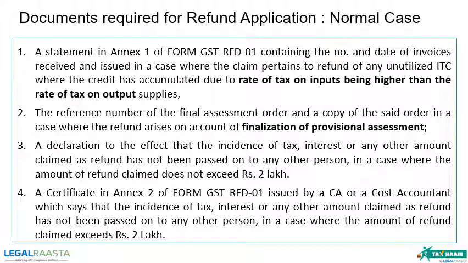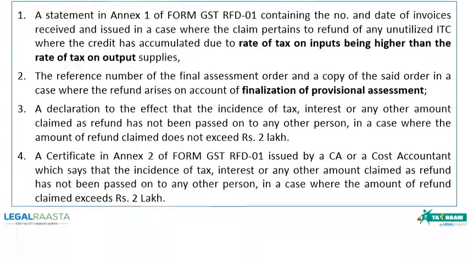has not been passed to any other person in a case where the amount of refund claimed is up to Rs 2 lakh, and a certificate in Annexure 2 of GST Refund Form 1 issued by a CA or cost accountant which says that the incidence of tax interest claimed as refund has not been passed to any other person in a case where the amount of refund claim exceeds 2 lakh.